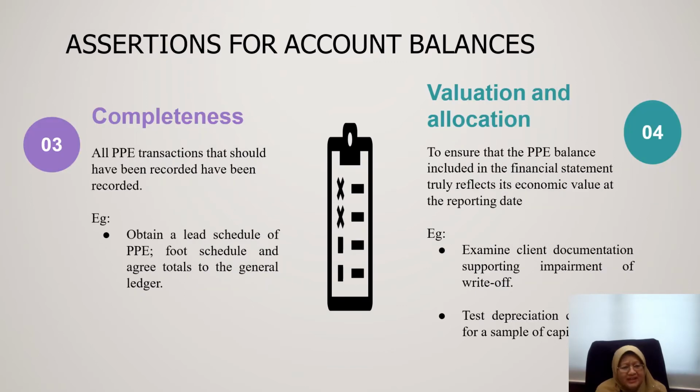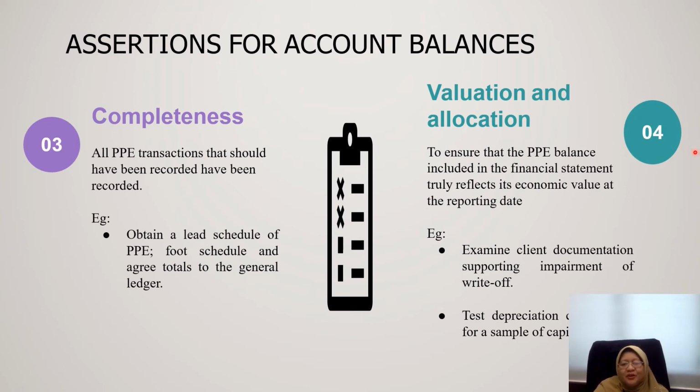Then the next one is completeness. The auditors want to make sure that all the PPE transactions have been recorded in those particular accounts and financial statements. All the motor vehicles are recorded there, all the furniture and fittings are recorded there, none is omitted. So what can we do? You obtain the lead schedule of the PPE and agree the total to the general ledger. It must agree to the general ledger. That's how we reconcile that.